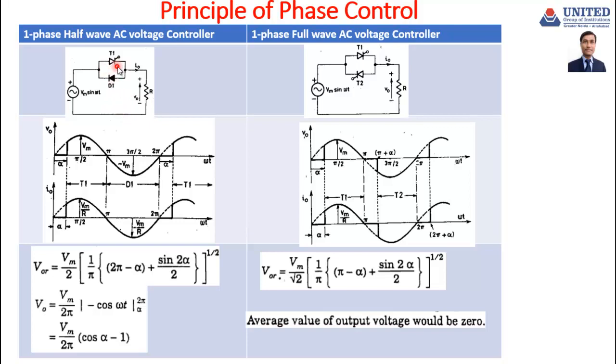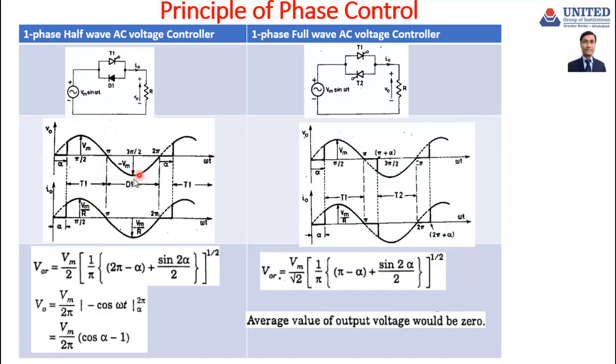When the SCR is forward biased during the positive half cycle, then it is turned on at firing angle alpha. The load voltage at firing angle alpha jumps to Vm sin alpha, and the load current becomes Vm by R sin alpha. The thyristor gets turned off at omega t equal to pi for this resistive load.